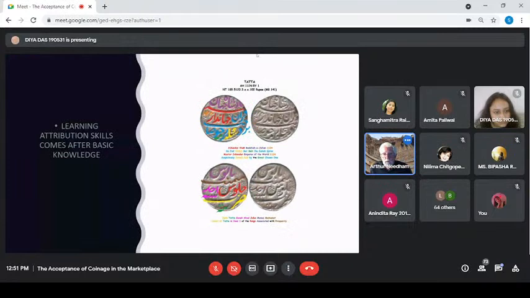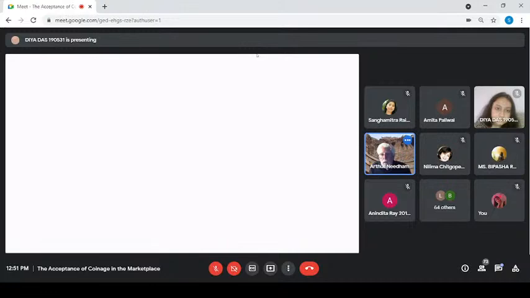Learning attributional skills comes after basic knowledge. There's one of our works in one of our books of Jahandar Shah, and two books are being produced at the moment. We've got about 70 more to come, actually. So we can learn attribution when we know what coins are and put them in real context and then historical context. Next slide, please. Attribution studies are another story. Next slide.